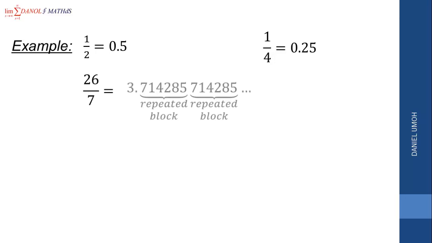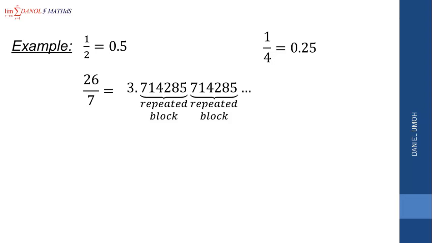Now, 26 over 7. If you use your calculator, what do you have? You have 3.714285714285, and so on. This is a rational number because though it does not terminate, remember the definition, it has a repeated block. You can see 714285 repeated, 714285 repeated again. That is how it repeats till infinity.